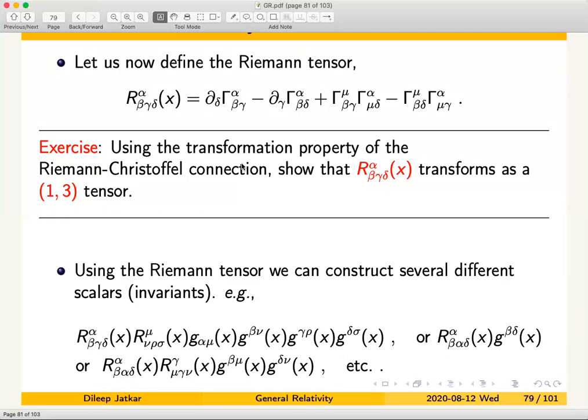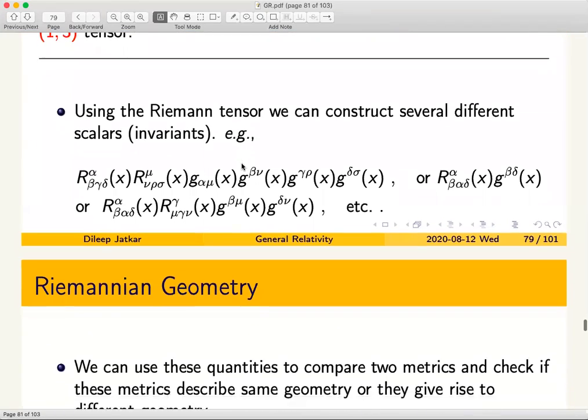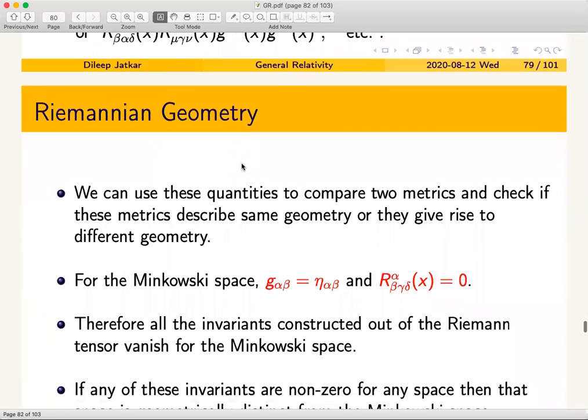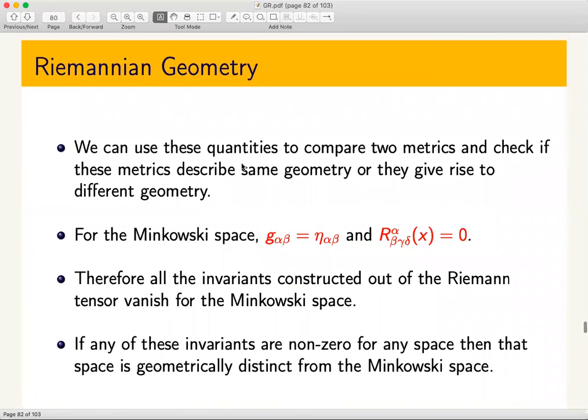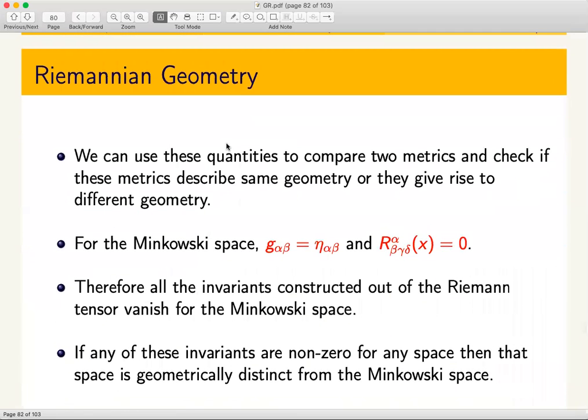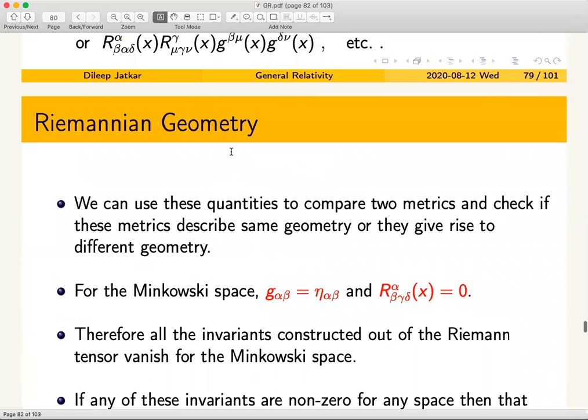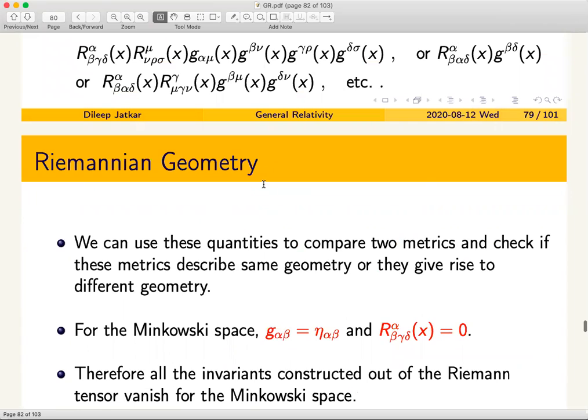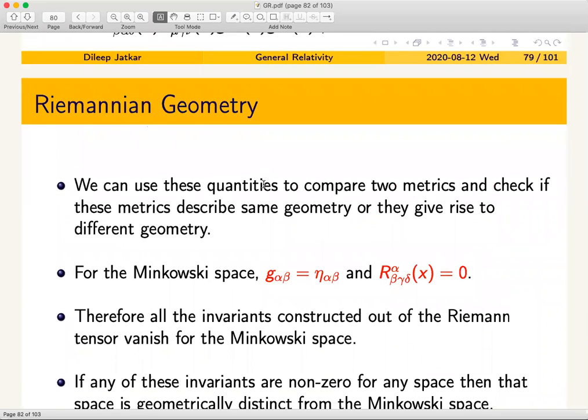Okay, so if there are no questions, we can go ahead and continue our discussion as to how to compare quantities. We can choose any of these quantities. Pick two different metrics and see whether these invariants that we have constructed are the same or not.